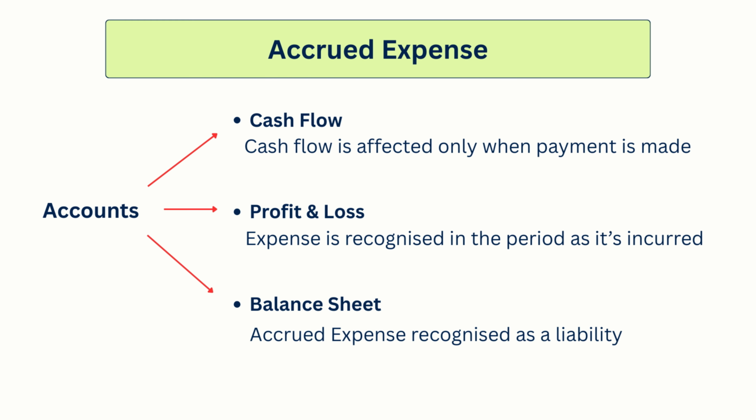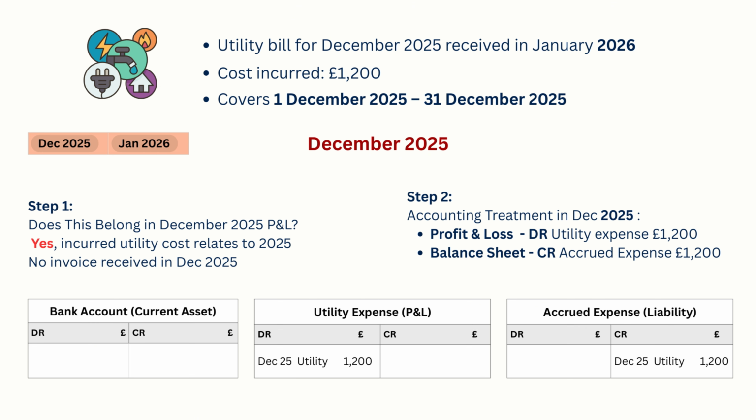So, an accrual is an expense incurred in the current period, but not yet invoiced or paid. Accounting rules require us to recognize the expense now, even though the cash will be paid later. Let's look at an example. A utility bill for December 2025 is received in January 2026. The cost incurred for December is £1,200.